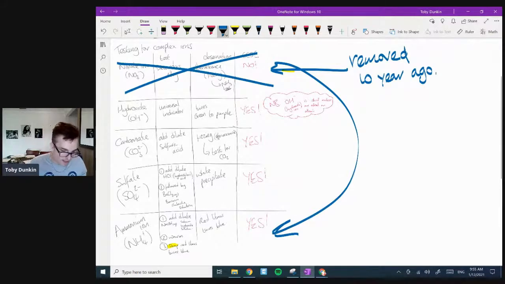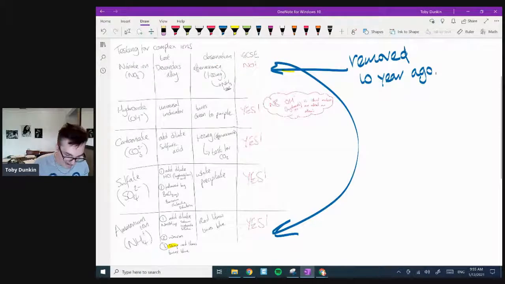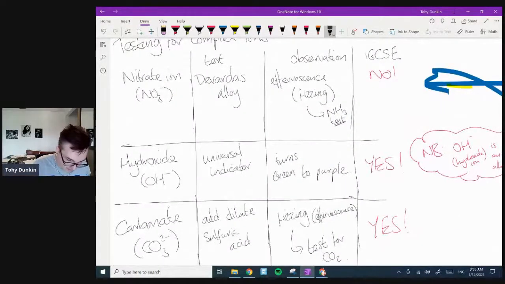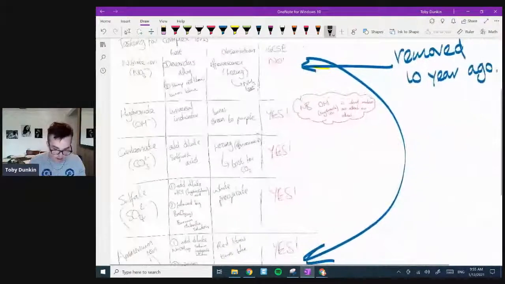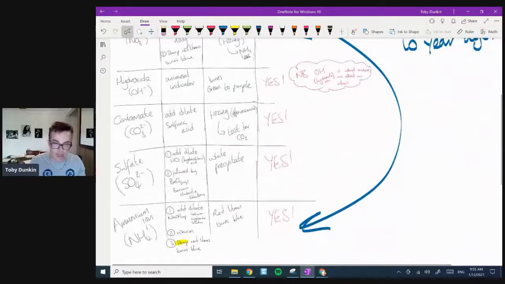The actual test should have been: step 1, add Devarda's alloy; step 2, damp red litmus turns blue, which is the test for ammonia. So that's actually what's happening. And they tied it together.